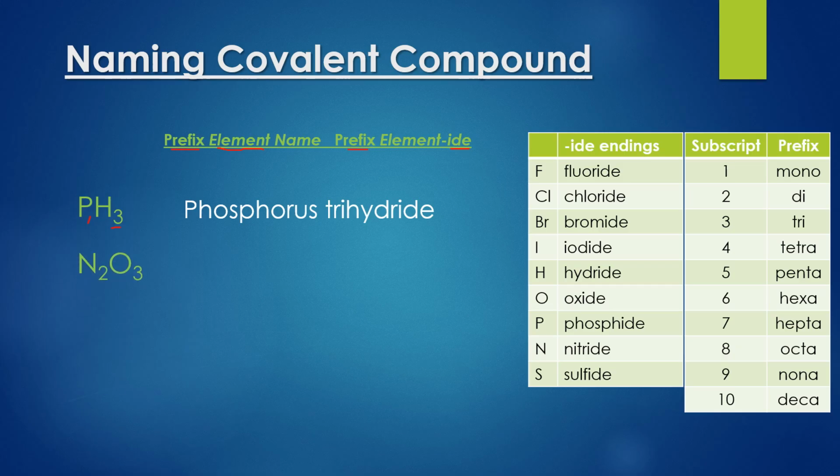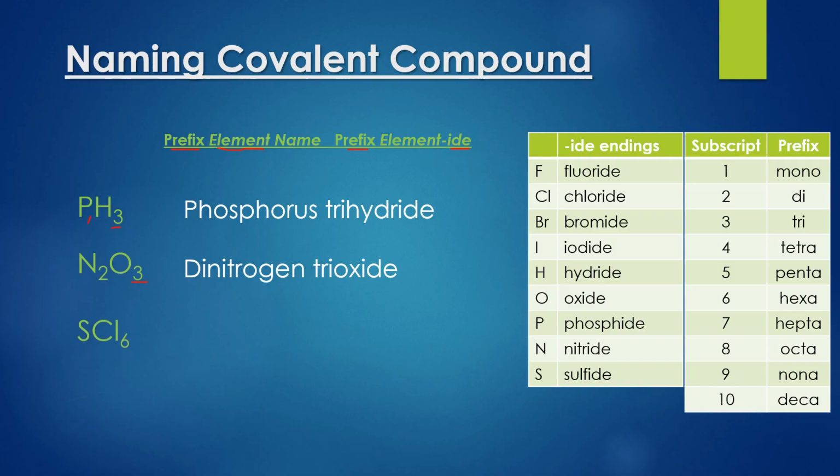Next we have N2O3. Looking at this one, N is nitrogen, and there are two of them. Since there are two, our prefix would be di, so dinitrogen, and oxygen is attached to it, more specifically three of them, so it would be trioxide. Can't forget that IDE ending on the second one.